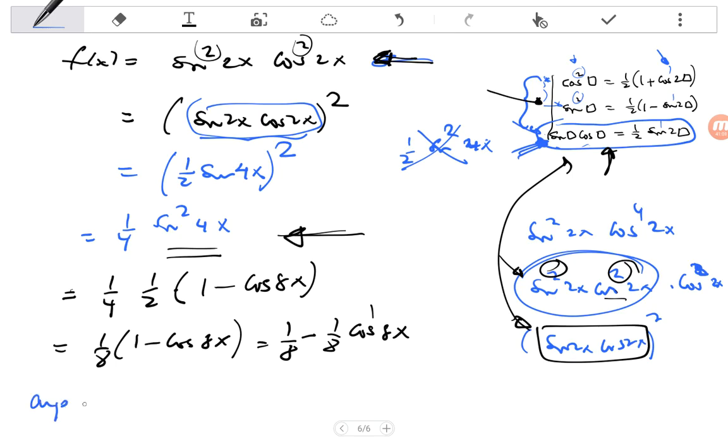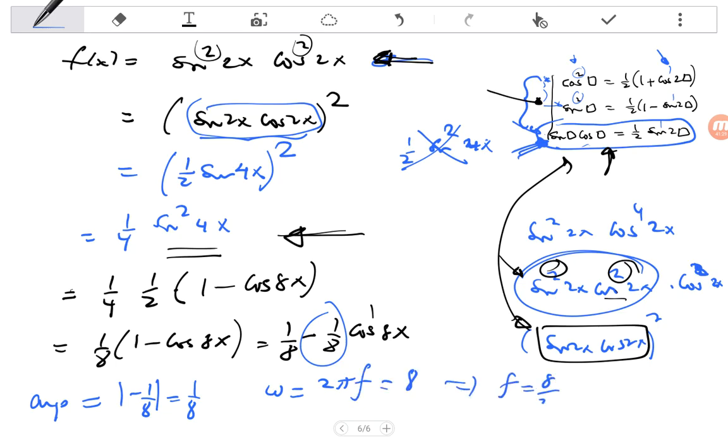What is the amplitude of this expression? It is 1 over 8. What about the frequency? It will be, we have omega equal to 2 pi f, which is 8. So that's why f will be 8 over 2 pi, which is 4 over pi. What about the period? The period will be pi over 4.